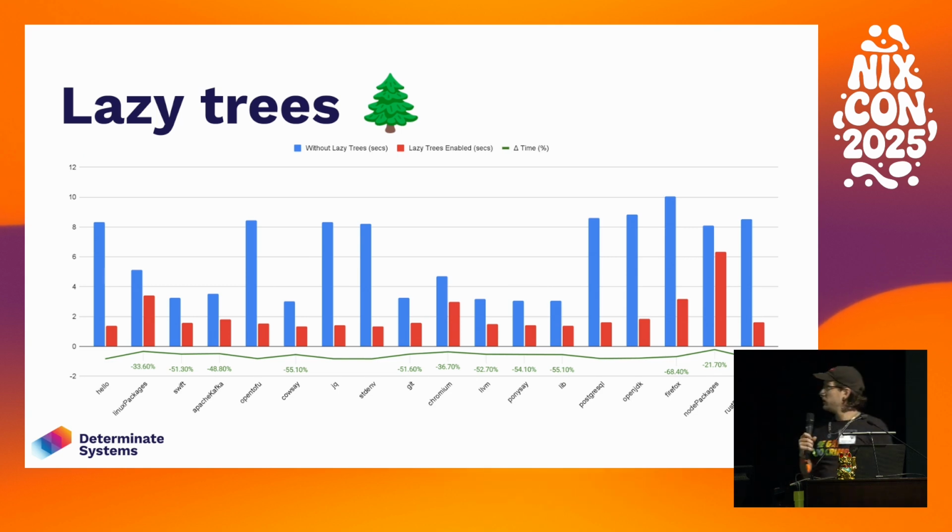First off here, we've got lazy trees, and I apologize, we wanted to get everything in this slide and it's a little small. But as you can see, the blue bar is without lazy trees enabled, and the red bar is with lazy trees enabled. You'll see that leads to some really nice speedups. On the low end, like 20%, on the high end, like 55%. And these are packages coming out of Nixpkgs. Some of you may know, but there are mono repos out there that are even larger than Nixpkgs.